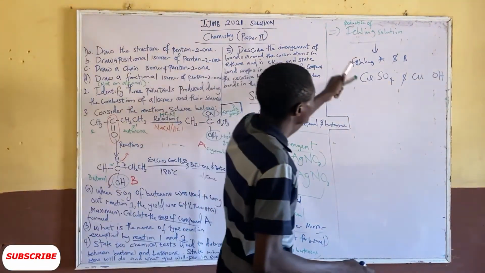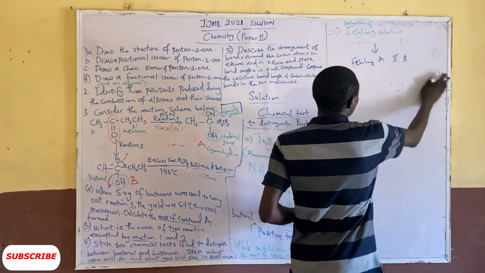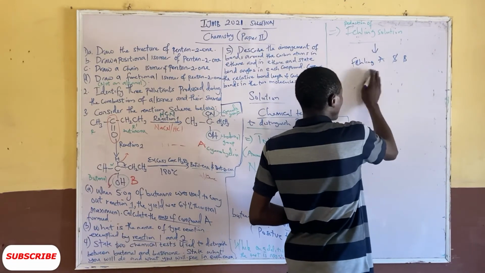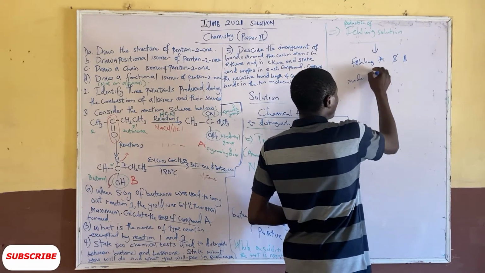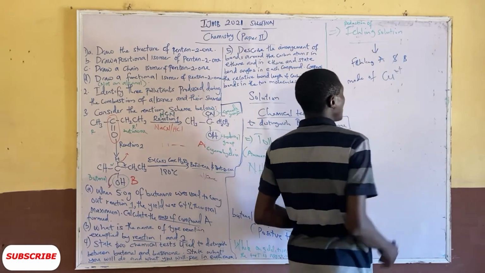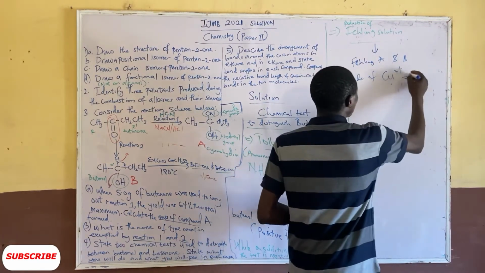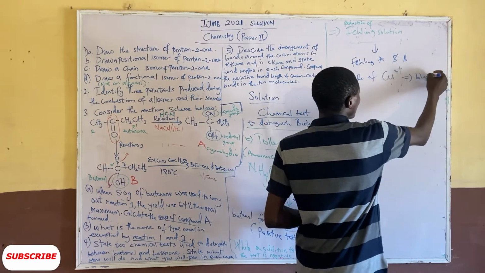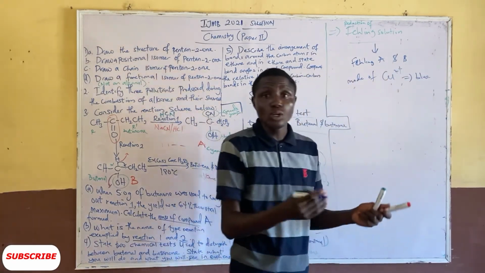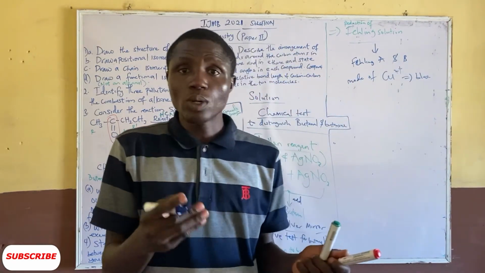Majorly, Fehling's solution is made up of copper ions, which make it blue in color. Copper is blue in color. It's a blue colored liquid.